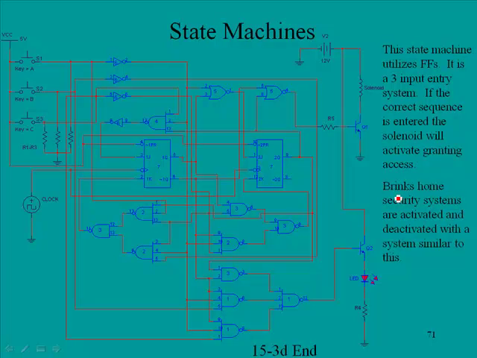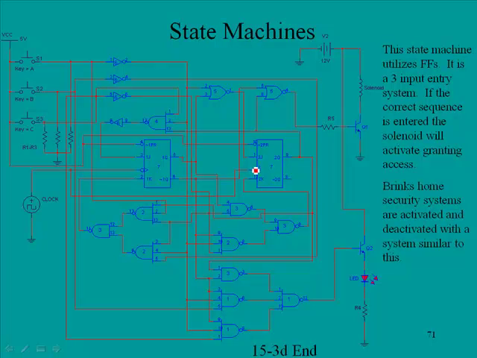Brink's home security systems are activated and deactivated with a system similar to this. If you've seen Brink systems, they have a keypad, and in order to turn them on you input 3 values, and if you want to deactivate them you enter 3 values. Also in this particular circuit, whenever you press a key, the little LED down here will activate. We're not going to go into the theory of this one. This particular circuit is in your circuit package, and I do invite you to play with it. It does utilize a couple flip-flops.